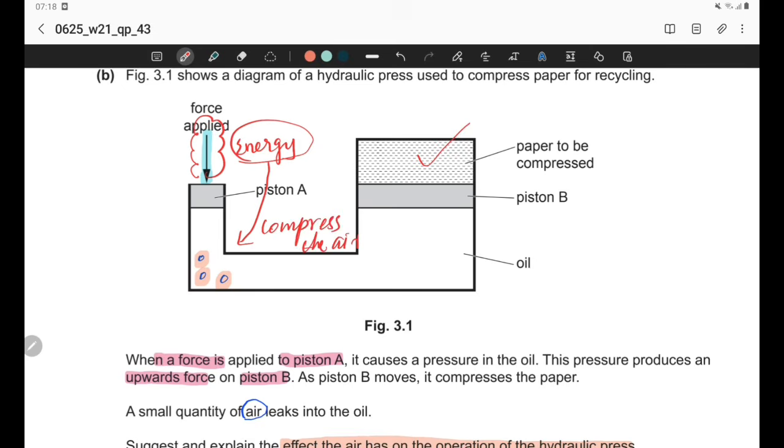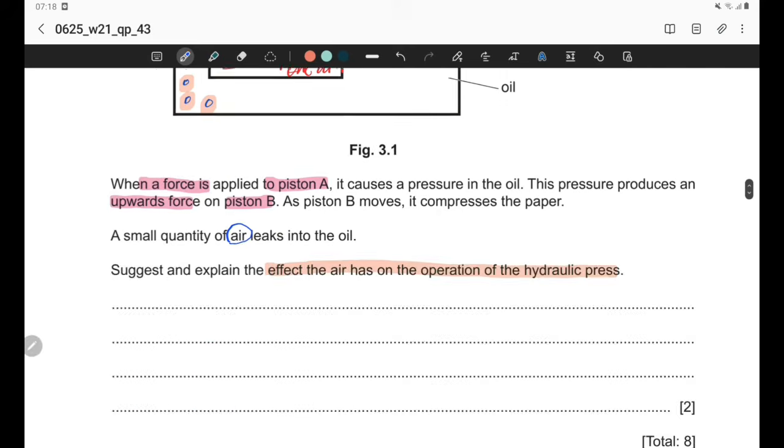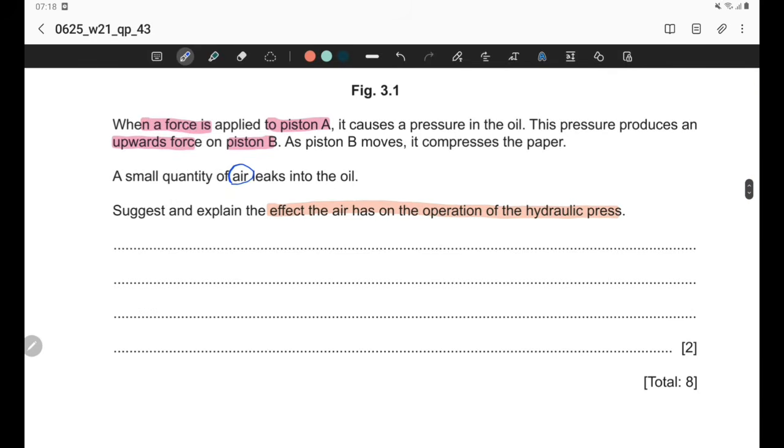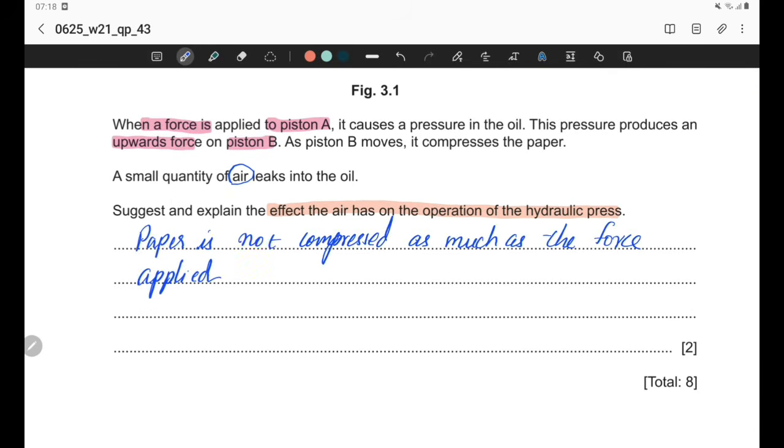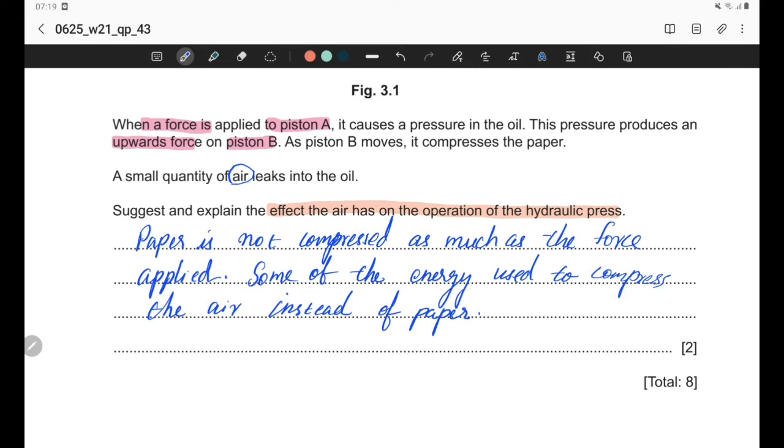So from the force applied, some of the energy is used to compress the air, and the remaining force is only used to compress the paper. Therefore, since it is a 2-mark question, we just need to write 2 points. First point: paper is not compressed as much as the force applied. The reason is some of the force is used to compress the air. Some of the energy is used to compress the air instead of paper.